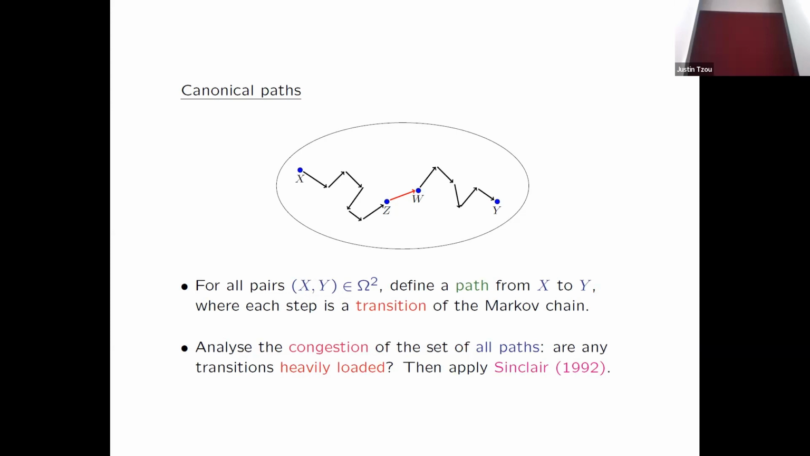If there's no transition that's heavily loaded, you can't have a bottleneck, because if you had a bottleneck, you can imagine those transitions are getting pretty hot, all the paths are going through them. Then results of Alistair Sinclair allow you to go straight from the congestion parameter, which I'm not defining formally for you, to the mixing time of the chain, okay?